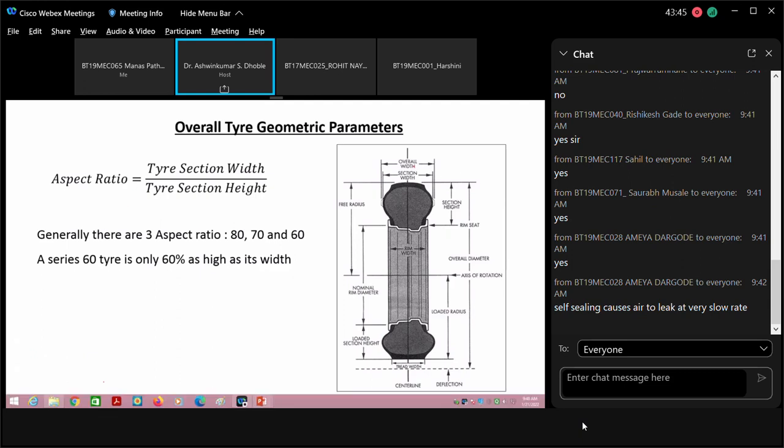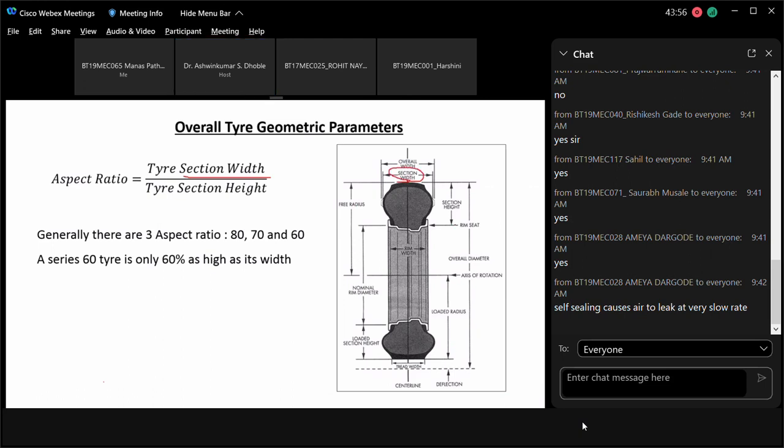So this is the section width, tire section width, divided by tire section height. So this is the section height of the tire. If you take that particular ratio, it is called the aspect ratio. Generally, there are 3 aspect ratios: 80, 70, and 60. Okay, a series 60 tire.